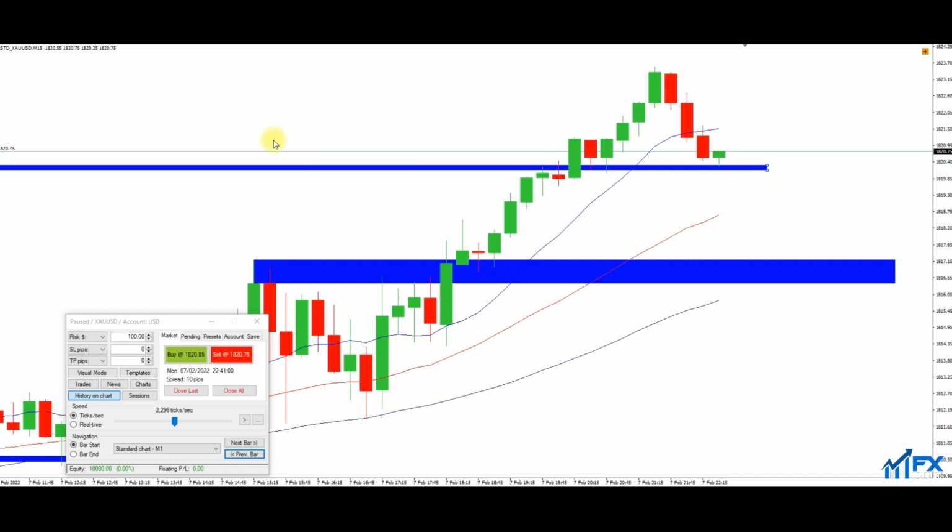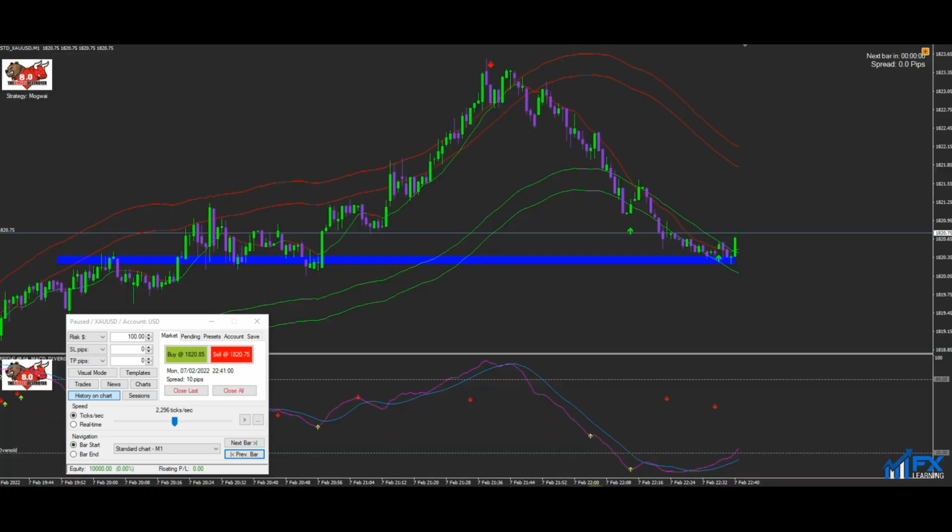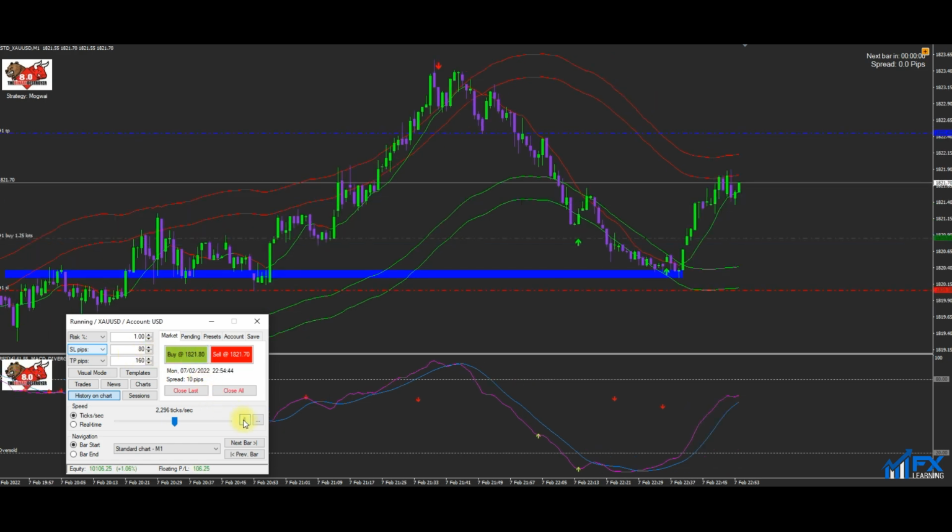Just be mindful of this trade though. Where's my stop loss on this one? I'd probably go with an 80 pip stop loss. Let's go for 1 to 2. So there's my stop loss, there's my take profit. We've gone for a 1 to 2. What I'll do is I'll do it properly. I'll risk 1%. So 1%, 80 pip stop loss, 160 pip take profit. Let's see what happens.